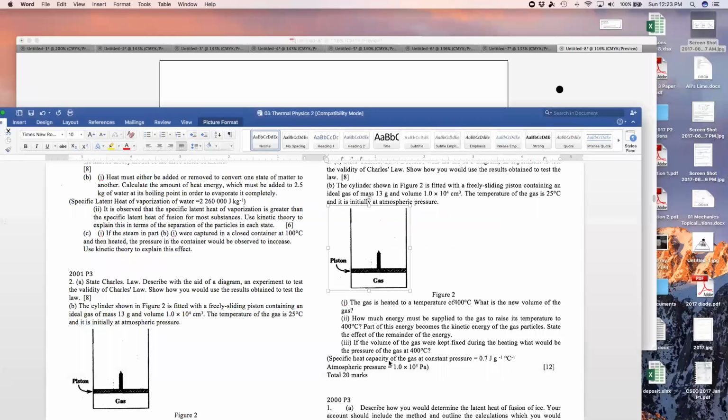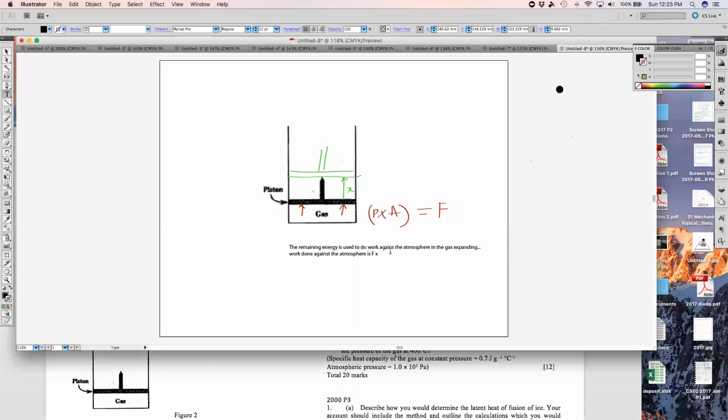So back to the question. I'll read again. Part of this energy becomes kinetic energy of the gas particles. State the effect of the remainder of the energy. And the remainder of the energy, as I'm saying, is being used to do work against the atmosphere when the gas is expanding.